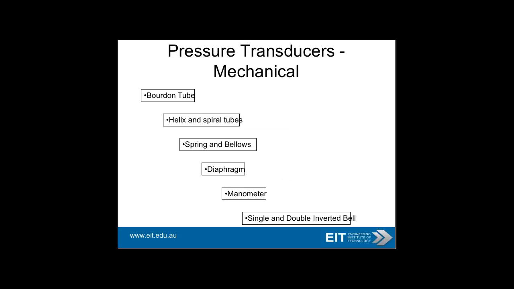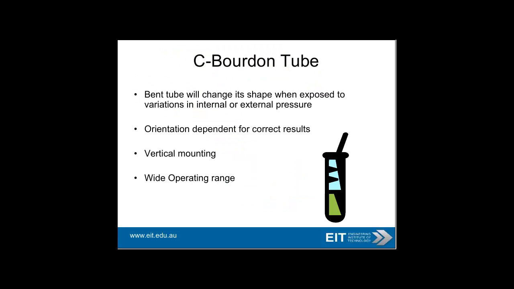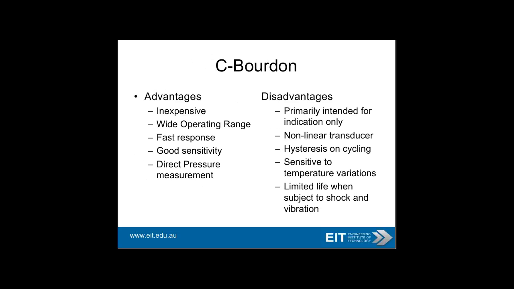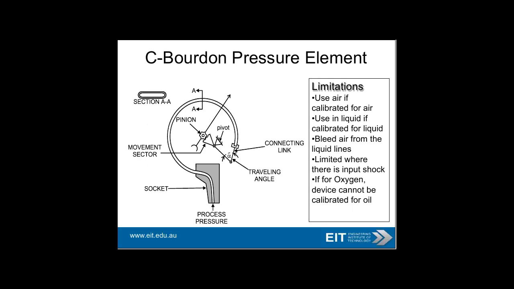Just as far as transducers are concerned, I want to quickly highlight the different types. Bourdon tube, forgive my pronunciation. Helix and spiral tubes, spring and bellows, diaphragm, manometer, which is the one you probably came across in physics quite often, and then single and double inverted bell. So quite a few different pressure transducers in the mechanical range. Basically, the C Bourdon is quite popular.